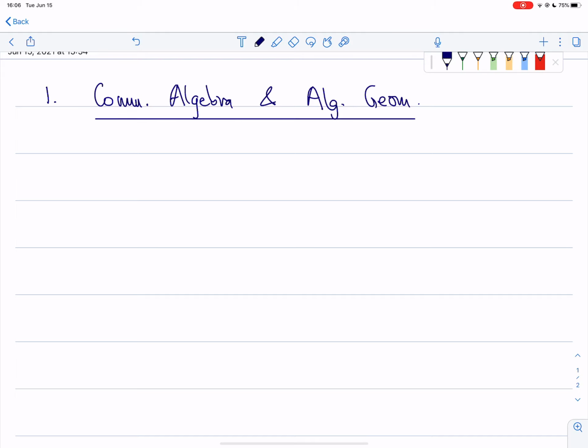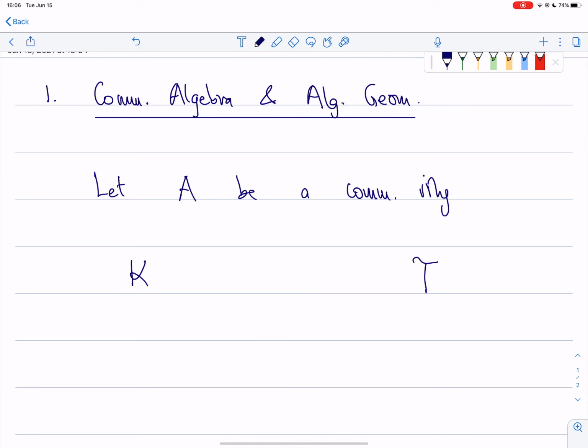So let's start with commutative algebra. So let A be a commutative ring. And in that setting, and actually in all the examples, I'm always going to give you a small category and a large category. The small category will be called K, like compact, and the big category will be called T, like triangulated. And so the big triangulated category we are looking at is the big derived category of the category of A modules.